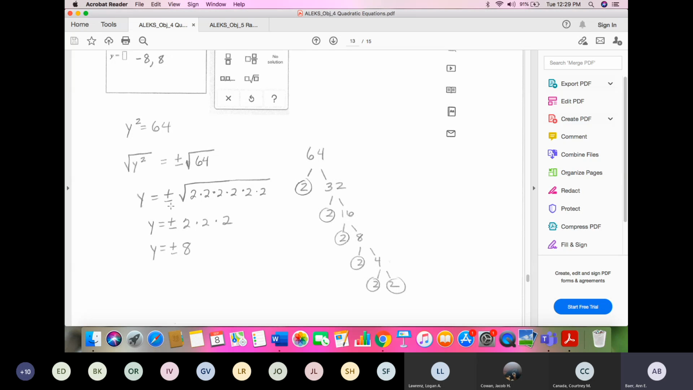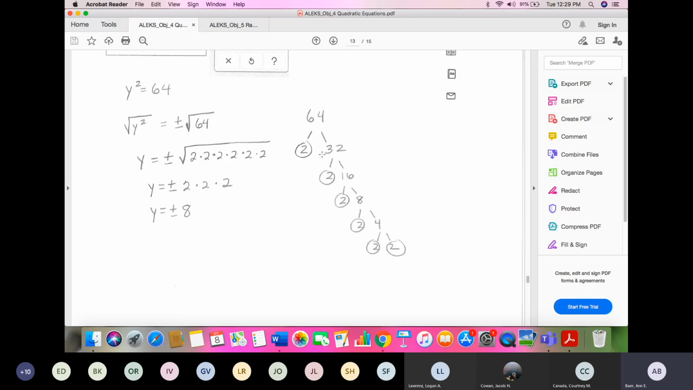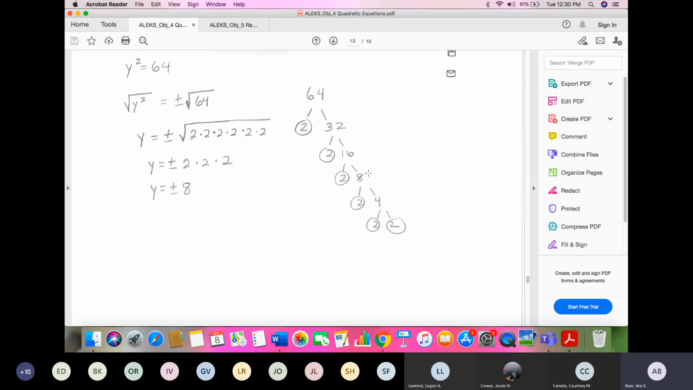Equals plus or minus. 64 we can break down. It's even, so 2 goes. 64 divided by 2 is 32. 32 is even, 2 goes. 32 is 2 times 16. 16 is even, and that's 2 times 8. 8 is even, that's 2 times 4, and 4 is 2 times 2. So how many 2's do we get as our roots? 1, 2, 3, 4, 5, 6. 6 2's. So we have plus or minus the square root of these 6 2's.